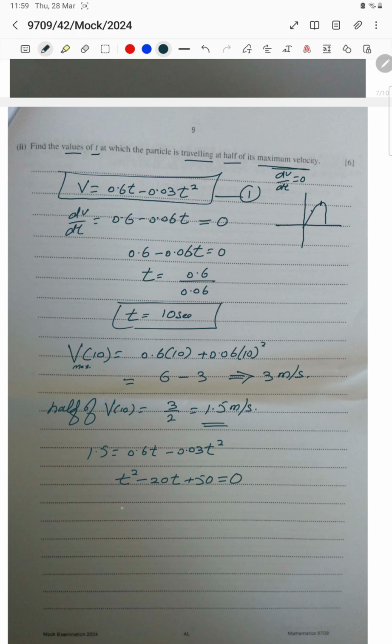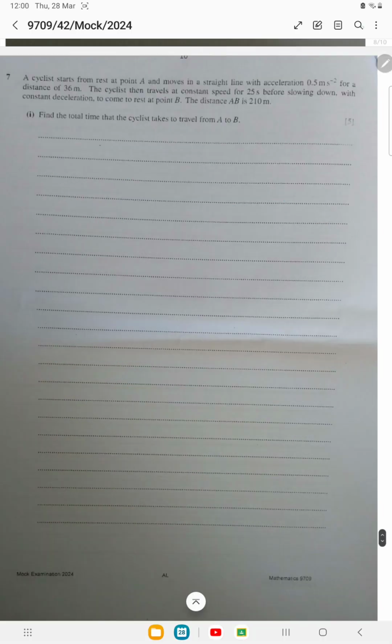By using the calculator, it's a quadratic equation, so one answer for t is 2.96 seconds, and the other t is 17.07. These are the two values of t where the particle is traveling at half of its maximum velocity. I hope it's clear. Okay guys, now the final question of this paper.